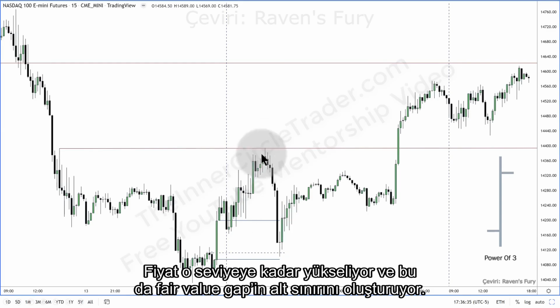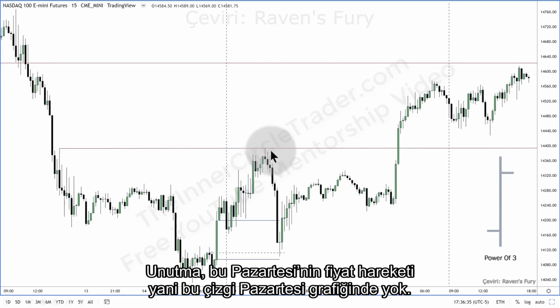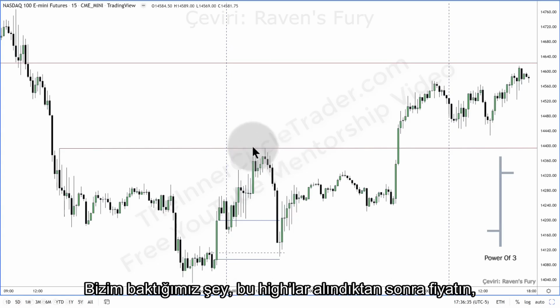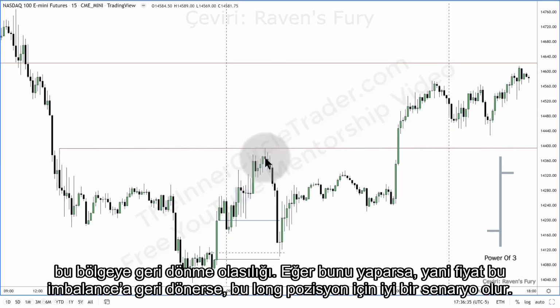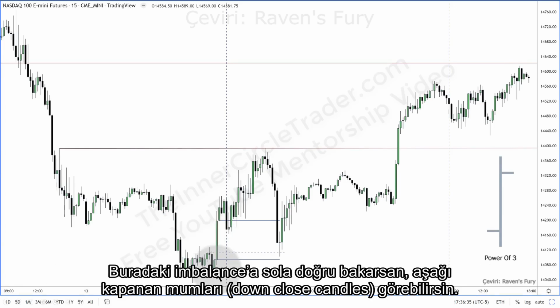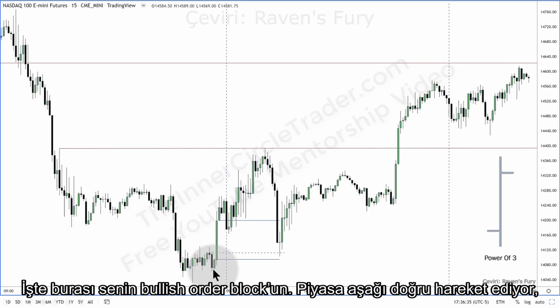And we trade up into that level here, which creates the fair value gap's low end parameter. Remember, this is Monday's trading. It sells off. So this line isn't here on Monday. That's not what we're looking at. We're looking at the likelihood of coming back down into this area here after taking these highs out. If it does so, if it trades back into this imbalance, that's a good candidate to go long. Now, the imbalance in here, if you go to the left of it, you can see the down close candles. That's your bullish order block.